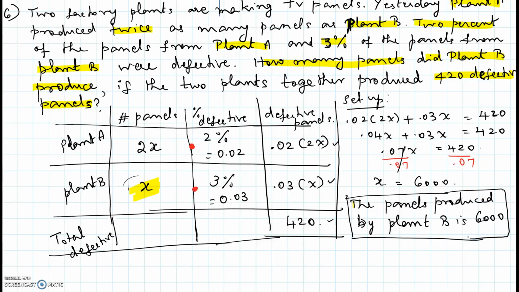But if the question was, what is the number of panels produced by plant A, then you have to give the value for 2 times x, which would have been 12,000. In this problem, the question being asked is, how many panels did plant B produce? So our answer is, the number of panels produced by plant B is 6,000. Hope this video helps.